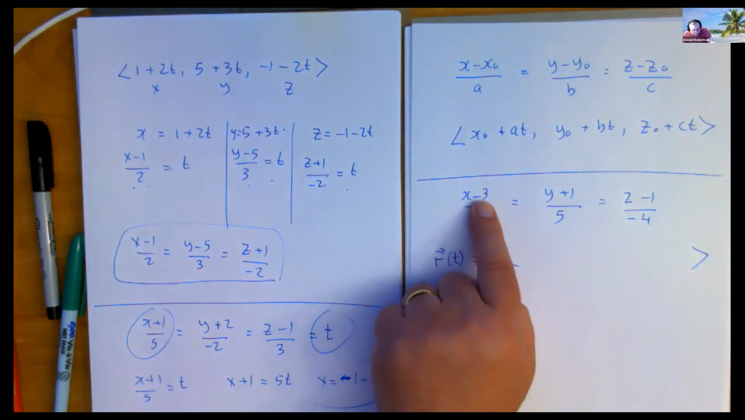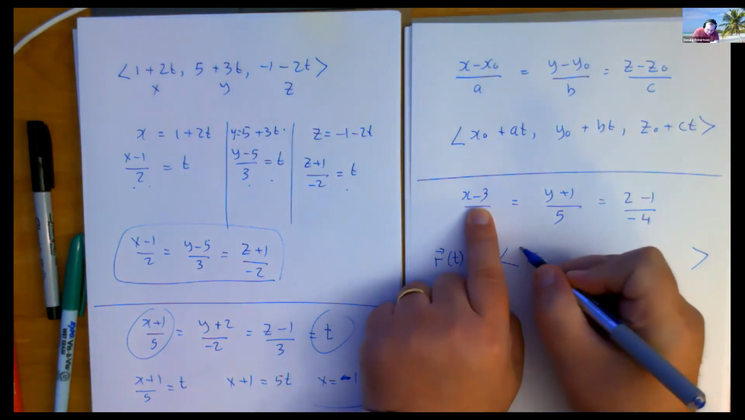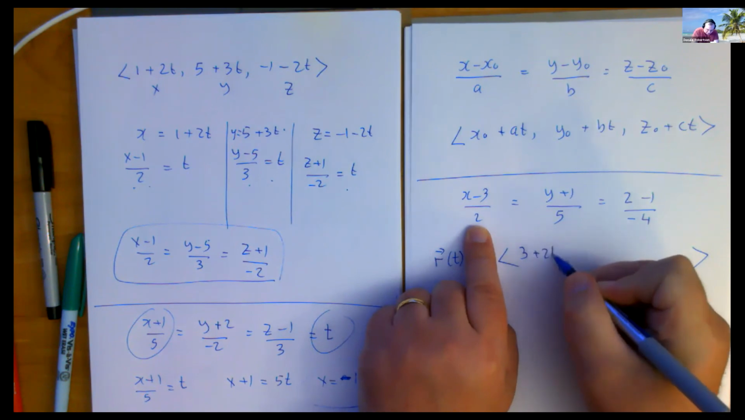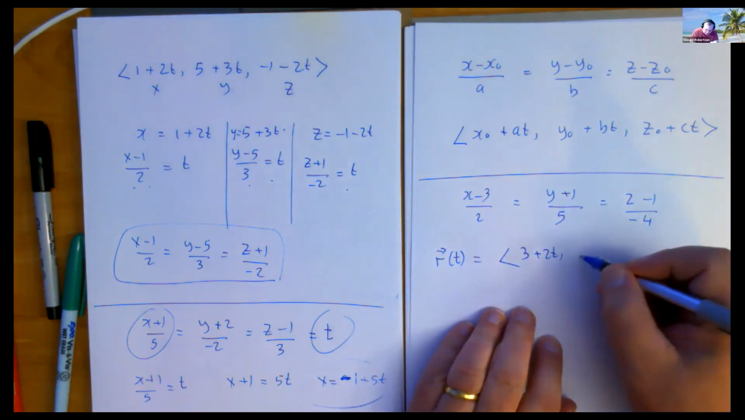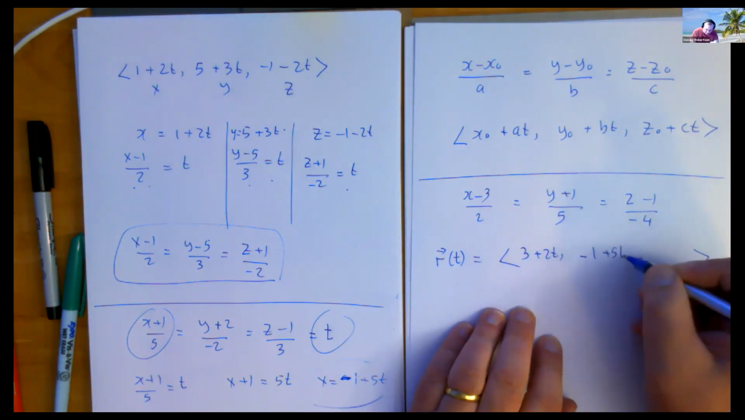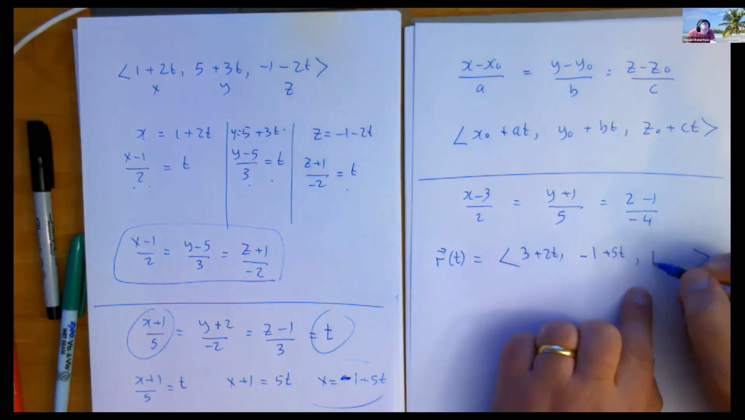Right, there's a negative 3 here, there's a 2 in the bottom. It's all about what numbers get used. Doesn't the negative 3 become positive 3 and the 2 gets you 2t? Right, y plus 1 on the top, 5 on the bottom. Doesn't that get you negative 1 plus 5t? Last one, z minus 1 on the top, so minus 1 on the top, negative 4 on the bottom. What does the negative 1 get you? Gets you a 1. What does the negative 4 get you? It gets you negative 4t.